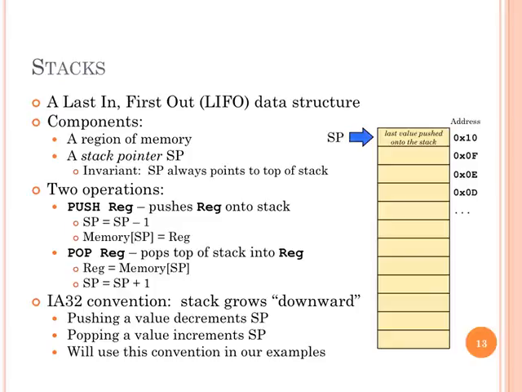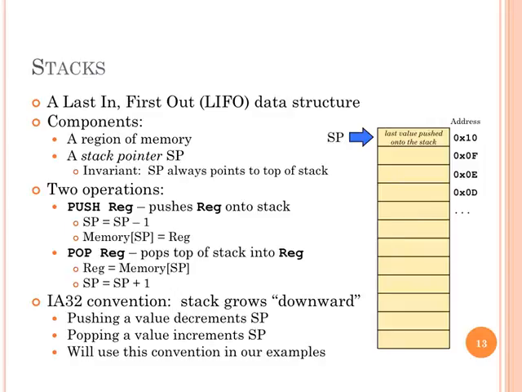So stacks tend to be high in memory, and the stack pointer moves downward as you push things onto the stack, and then it moves back upward as you pop stuff off the stack. It doesn't really matter which way the stack pointer moves, as long as you have a notion of, well, is the stack empty or does it have things on it?